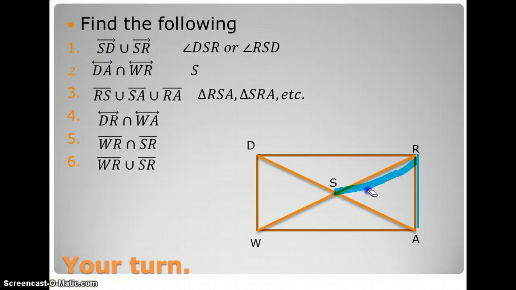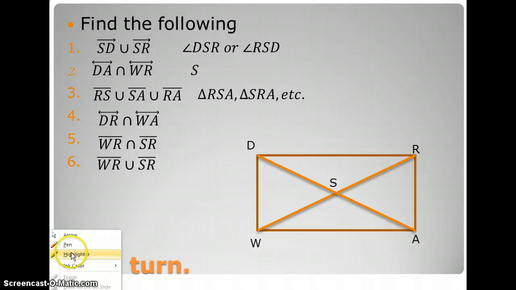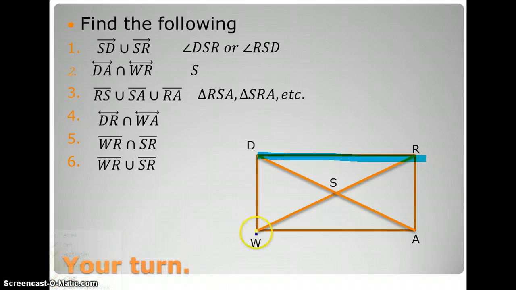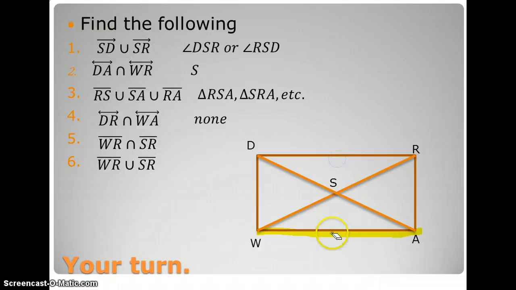For the next one, we have the intersection of line DR. Oops, let's try that again. There we go. So line DR. And we also have line WA. And it appears to me that they don't intersect. And I'm going to be very careful not to use the word parallel, because I don't know that for sure. But based on the picture, there is no intersection. So I'll say none.